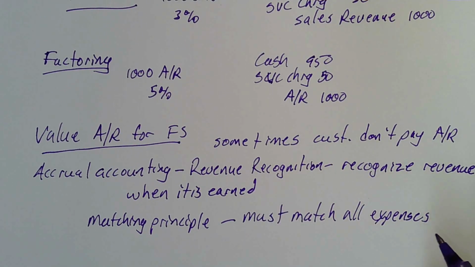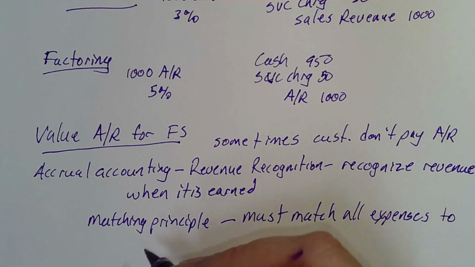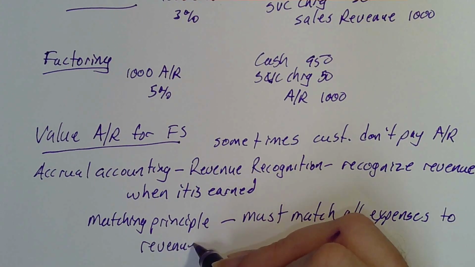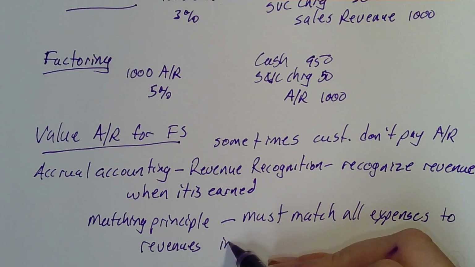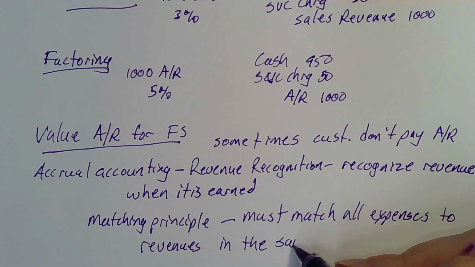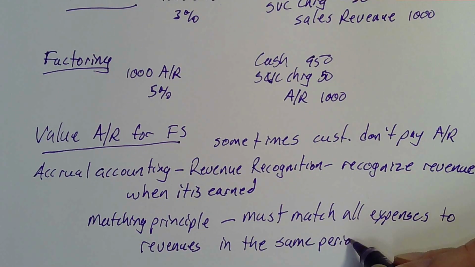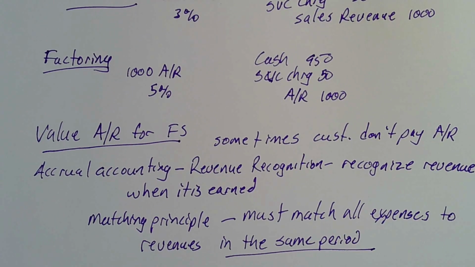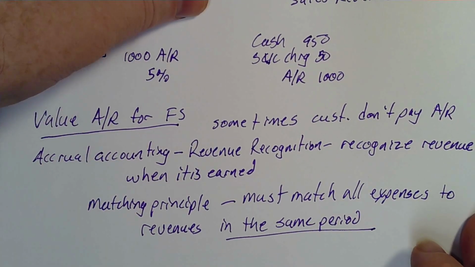So you think about rent expense. Well, we needed an office to run our business, or we had wage expense. We needed employees to run the business, or we had COGS, cost of goods sold. That's a special type of expense. That's the inventory we sold people to generate the revenue. But we must match all expenses to revenues. And here's the important part: in the same period. Well, what does that mean for us here with AR?